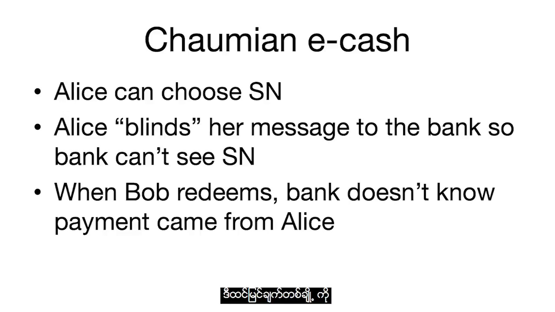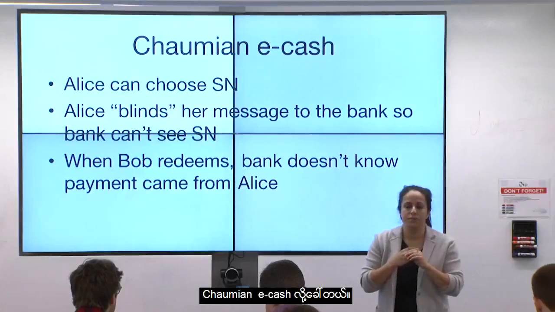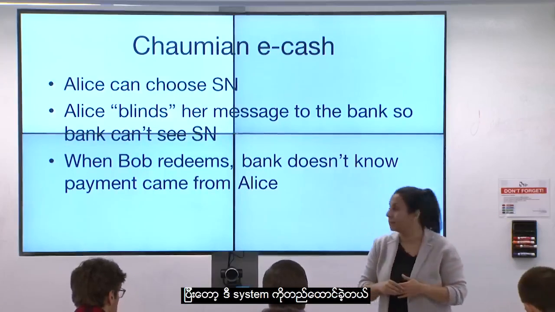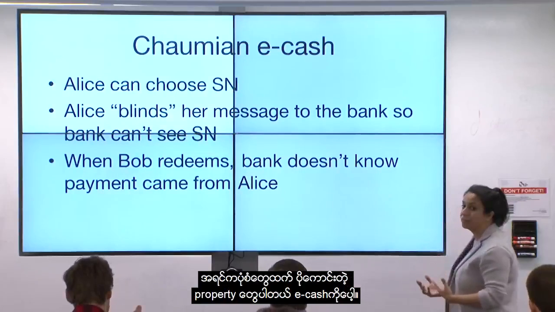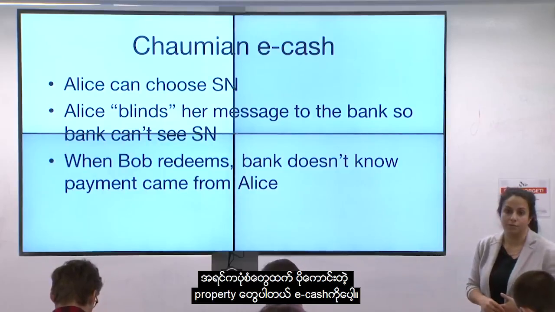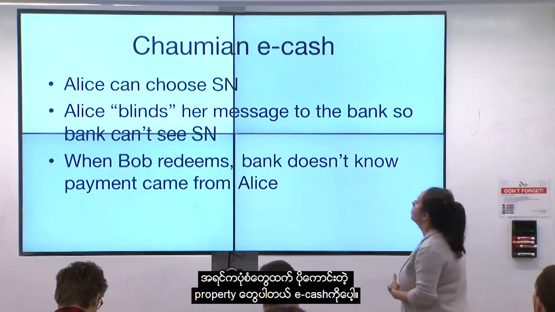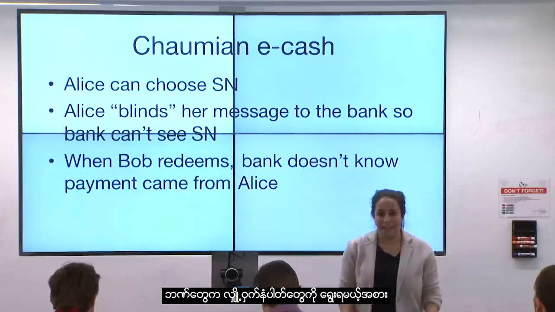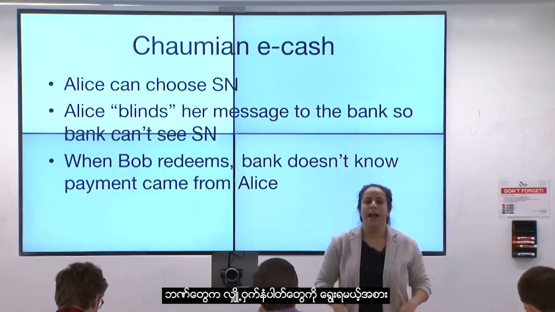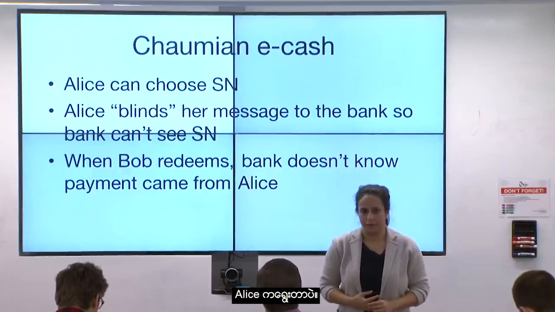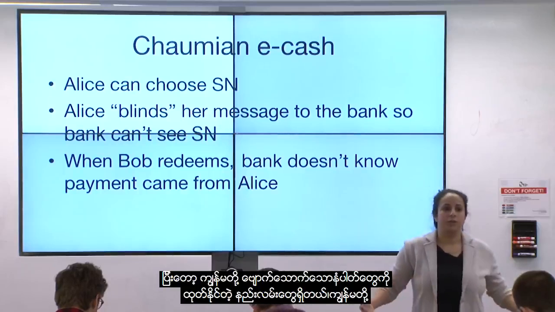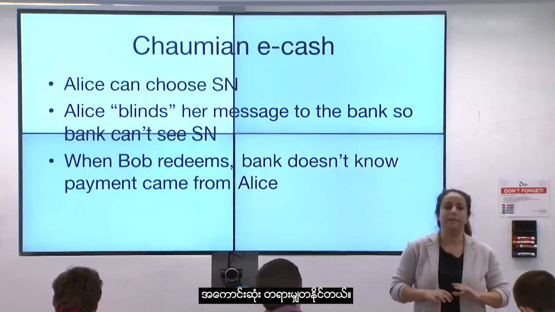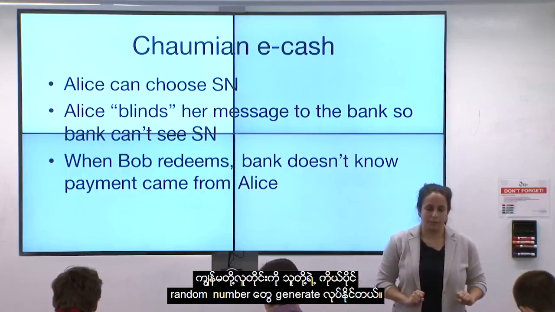There's this notion of something called Chaumian eCash. David Chaum is a cryptographer, and he developed this system which has slightly nicer properties than previous forms of eCash. The key idea here is that instead of the bank choosing the secret number, Alice chooses the secret number. And we have ways of generating random numbers that we can be fairly sure are unique. So we can let everybody generate their own random numbers.